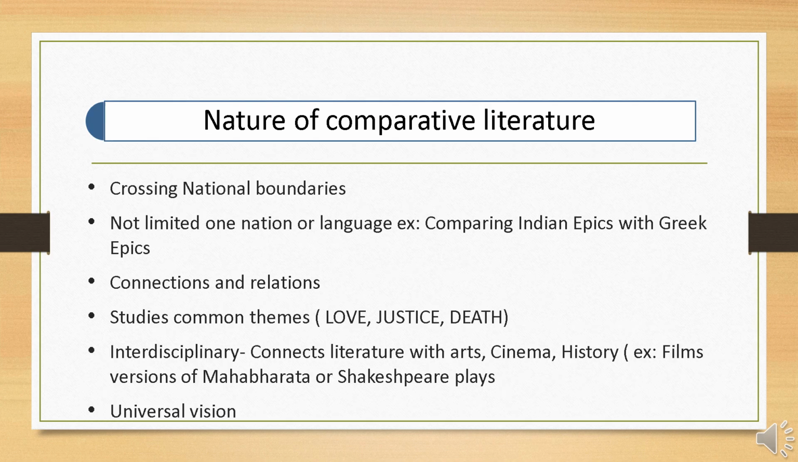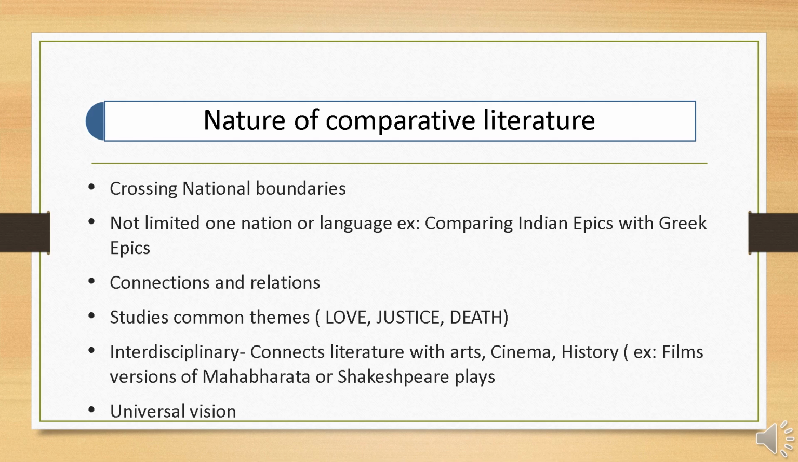Now let us see the nature of comparative literature, I mean the features, how comparative literature actually looks. The first thing is crossing national boundaries. As I explained in the previous slide, it is not restricted to one language or one country. It is going out of our country, comparing Indian literature with Greek literature or American literature with different literatures. Next, not limited to one nation or language. That's the example I have given, comparing Indian epics with Greek epics.